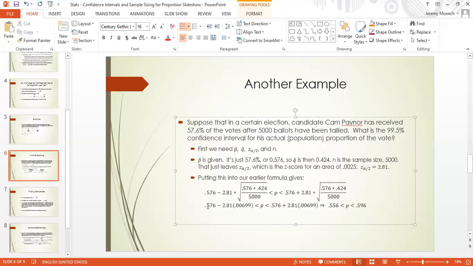We get 0.576 minus 2.81 times 0.00699 less than p less than 0.576 plus 2.81 times 0.00699. And this gives us roughly 0.556 less than p less than 0.596. So we are 99.5% sure that the campaigner here is going to have a popular vote between 55.6 and 59.6% of all voters, of all ballots.